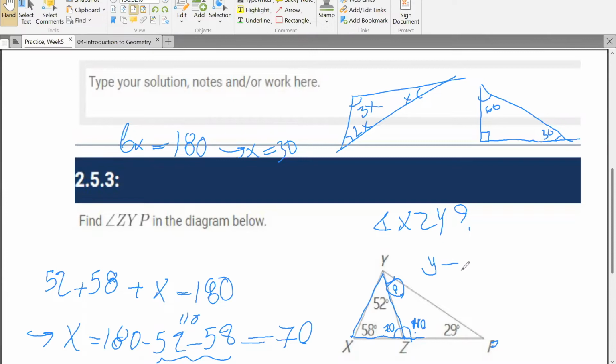Y plus 110 plus 29, they're going to add up to 180, right? There are three angles of the triangle. They add up to 180. Therefore, angle Y is going to be 180, take away 110, take away 29. You just move this over, right? In order to solve this equation. Now, this take away that is going to be 70.